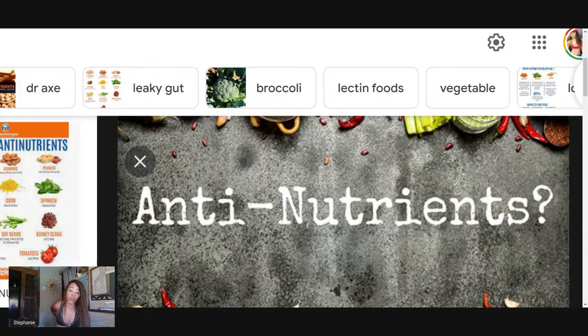Now what our hunter-gatherers did is they tried to soak these things in water, but even in the soaking process, you're still having phytic acid in nuts, people. So people are like, well, what if I just soak my almonds? I'm like, no, just stay away from it. Our guts are destroyed. We don't have the strong guts as hunter-gatherers did.